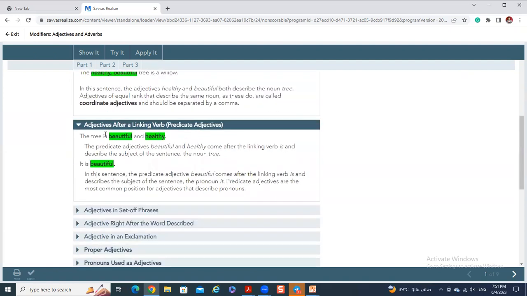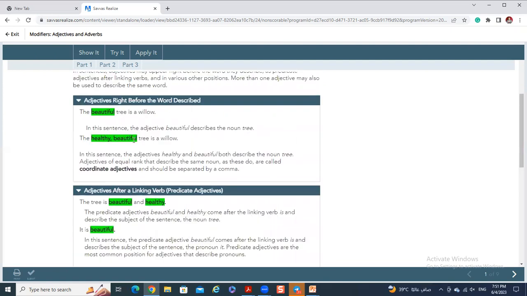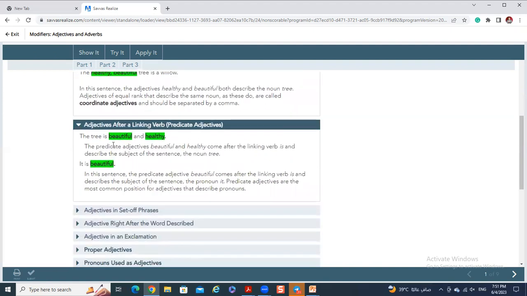Here, another adjective, but it comes after am, is, are, or the verb to be. The tree is beautiful and healthy. Can we say beautiful, comma, healthy? No. Beautiful, comma, healthy, or coordinate adjectives, will come before the noun, not after the verb to be. Like: it is beautiful.